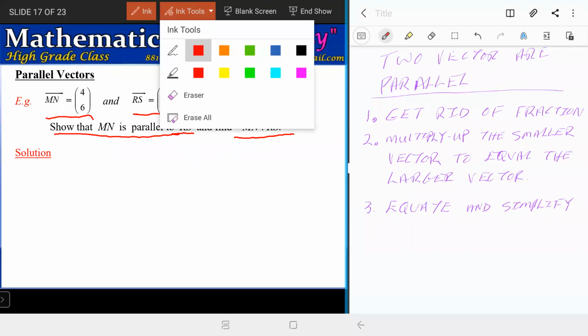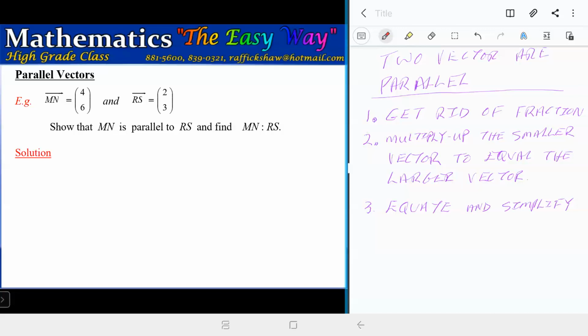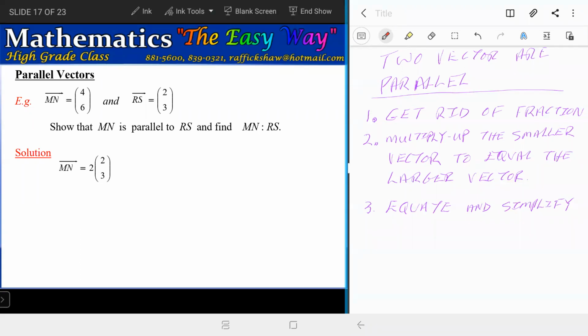Same steps again. It's done differently on the slide, but you're still going to see that they're parallel. What I did in this example was to write MN as 2 times (2, 3). I factorized 2 out of this. That's how I used to teach it in the past, where I would factorize the large one. But now I find that students understand it better if we multiply up the small one.